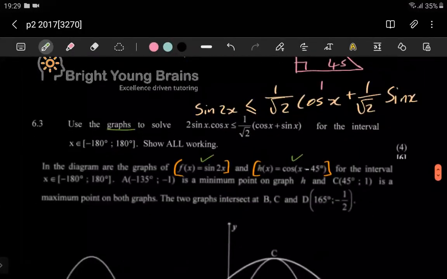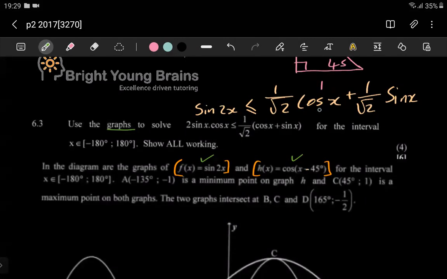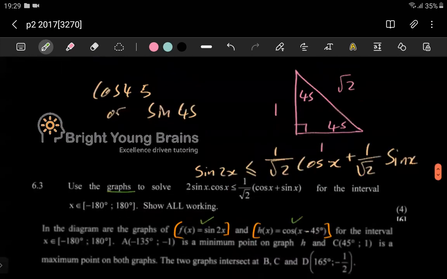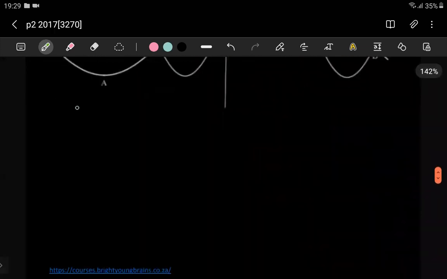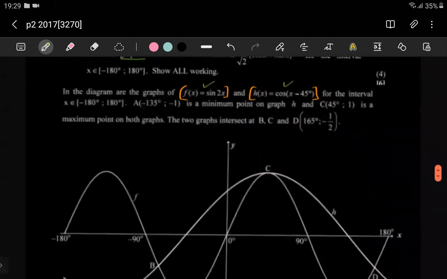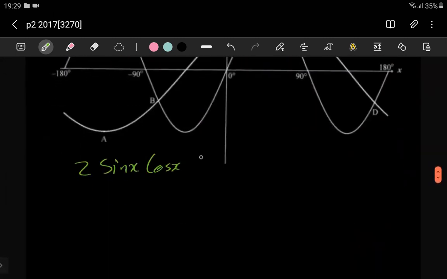But before we can worry about the sketch, this has so many clues in it. And we're saying we want to use it just the way it is. And me having written out what I've written out, I'm pretty sure most of us are like, oh, I think I see where this is going. Because even from the beginning, let me just rewrite what we had. We had 2 sine x cos x is smaller or equal to 1 over square root of 2, and then there's cos x plus sine x.